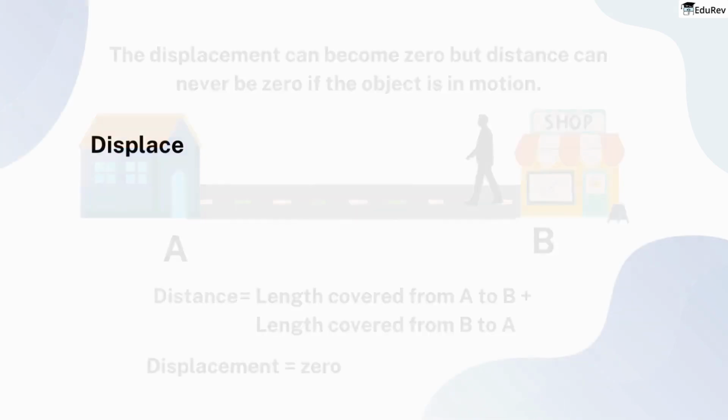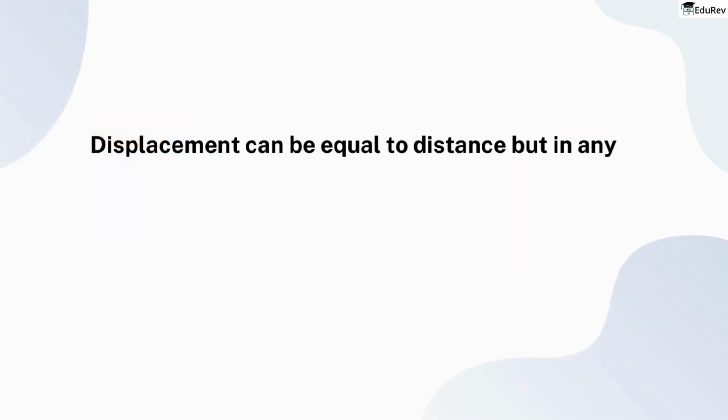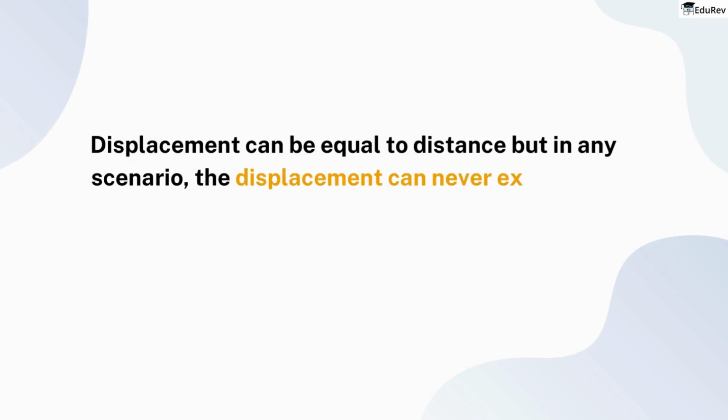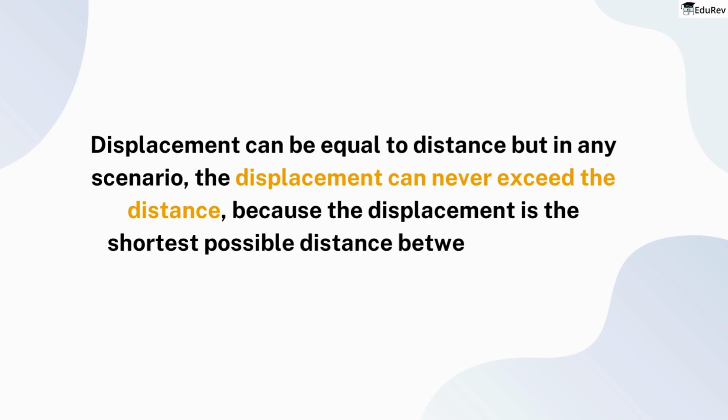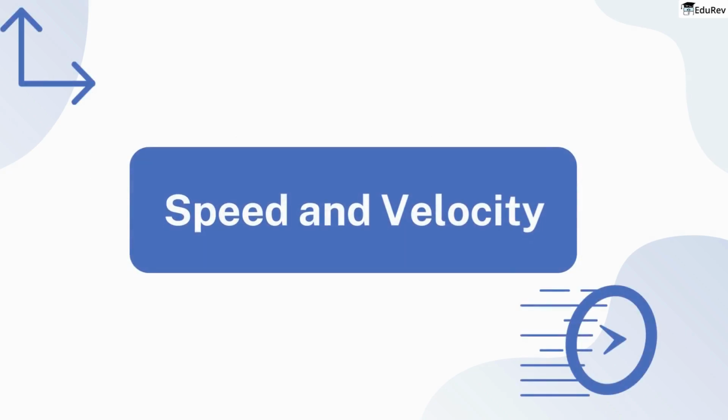Secondly, displacement can be equal to distance, but in any scenario, the displacement can never exceed the distance, because the displacement is the shortest possible distance between the initial and final points. Now, by keeping the concept of distance and displacement in mind, we will move to speed and velocity.